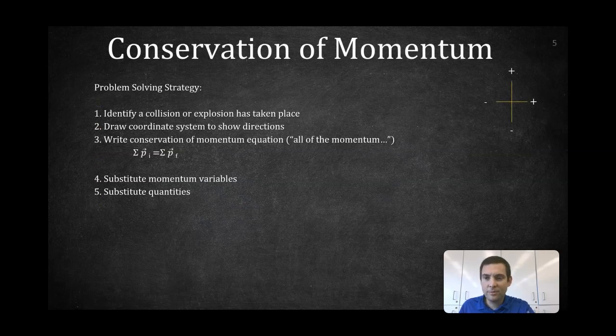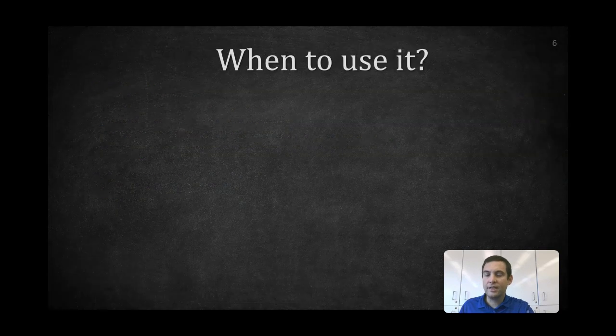Whenever we have conservation of momentum, same problem-solving strategy that we had before. Identify a collision or explosion that's taken place. Draw your coordinate system so you remember positive is wherever you want it to be and negative is wherever you want it to be. Write your equation, all of the momentum in the beginning. Substitute your variables and substitute your quantities, being very careful to be legible with your writing and very careful with your subscripts because these equations can get a little bit hairy.